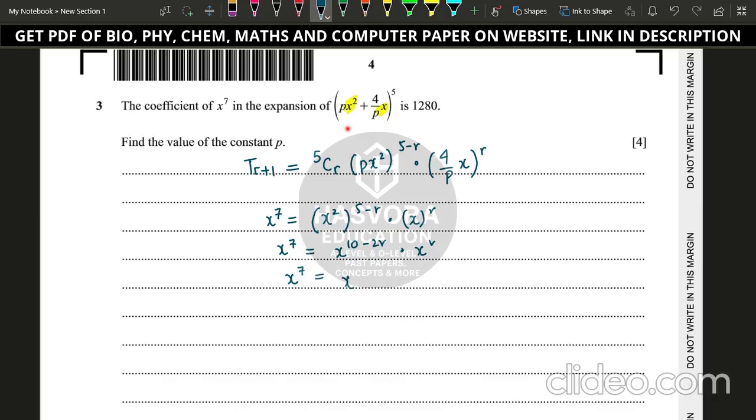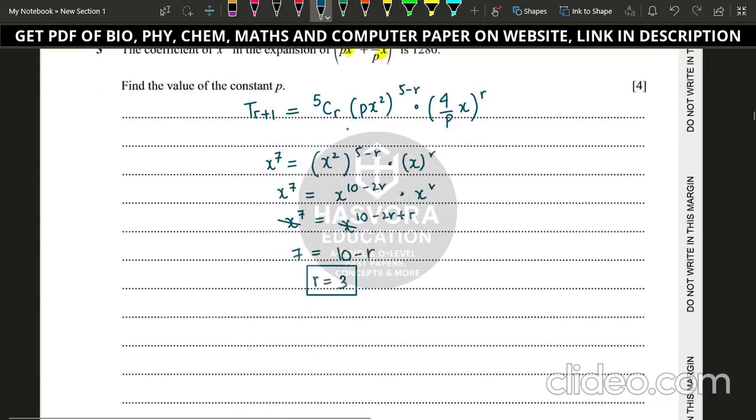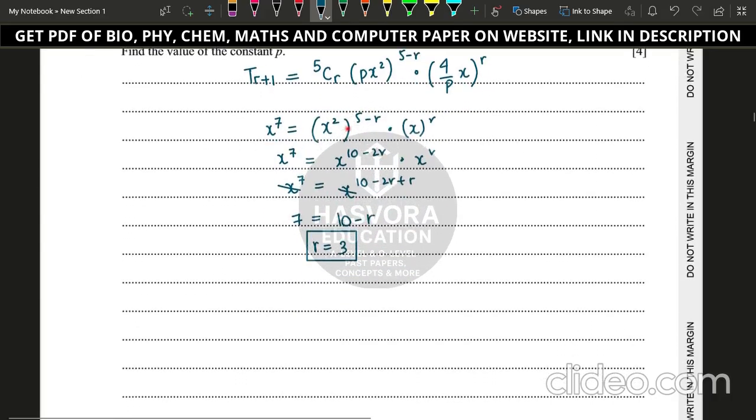So this becomes x to the power of 10 minus 2r plus r, and now we can just cut off the bases because they are the same. So 7 equals 10 minus 2r plus r, which is 10 minus r. So r becomes what? It becomes 3. So now we have figured out what r is. Now we can substitute this r in the first equation that we just did.